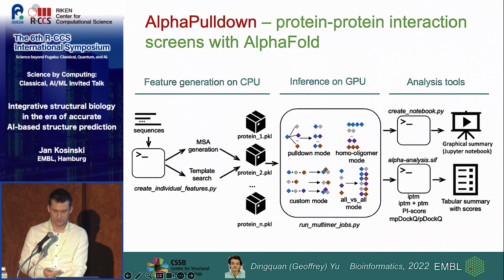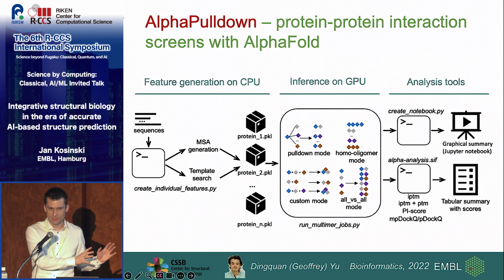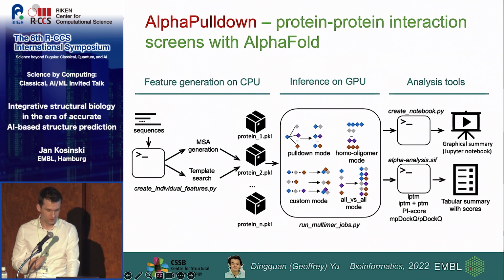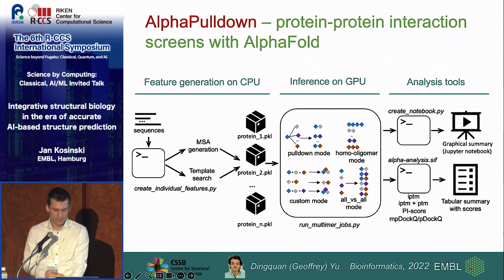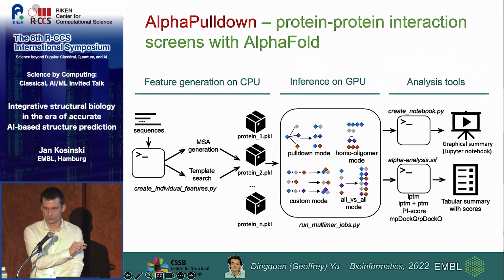And how does it work? From the computational side, this is how the workflow is improved. It splits the entire process into different stages. One stage is the feature generation, which usually runs on CPU, and that's now parallelized. So you run it for all your sequences and create a kind of database. And the inference, the structure prediction, runs on GPU, and can efficiently reuse different parts or chunks of those features. And then it also provides a set of analysis tools.